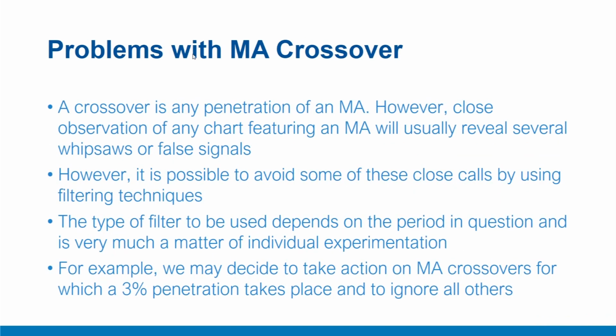A crossover is any penetration of an MA. However, close observation of any chart featuring an MA will usually reveal a number of whipsaw or false signals. However, it is possible to avoid some of these close calls by using filter techniques. The type of filter to be used depends on the time span in question and is very much a matter of individual experimentation. For example, we may decide to take action on an MA crossover for which a 3% penetration takes place and to ignore all others.